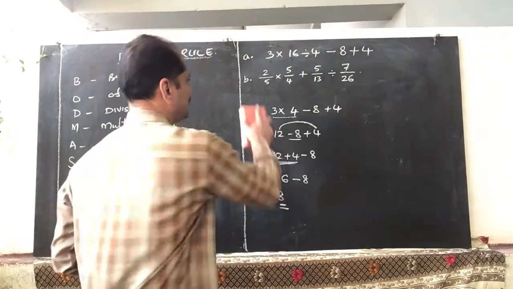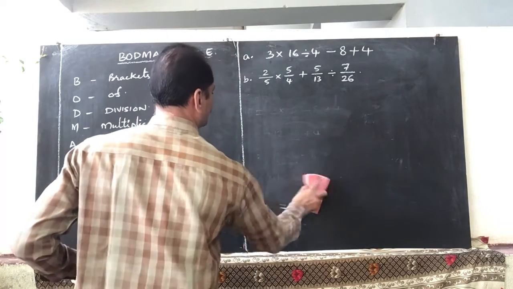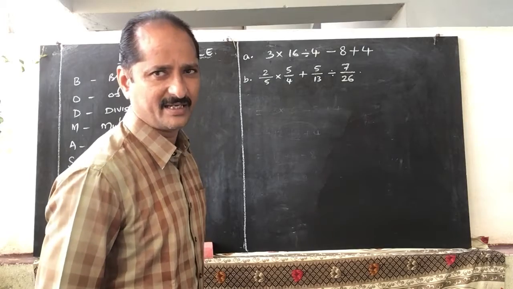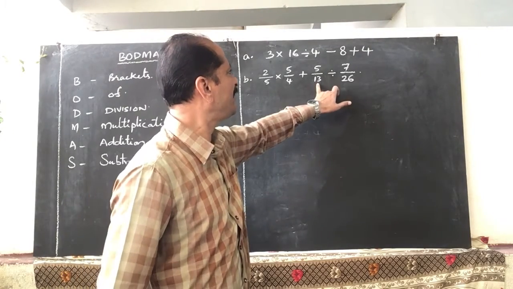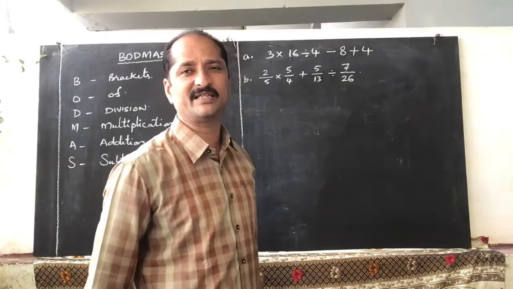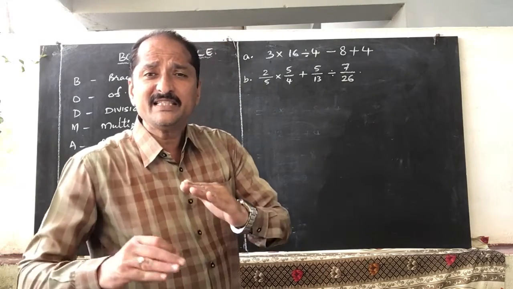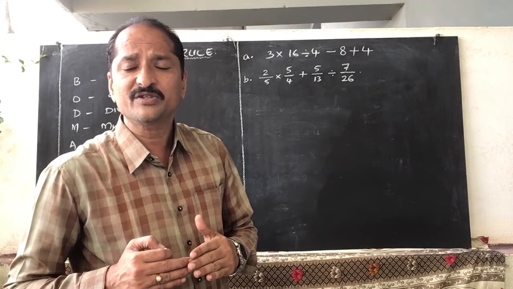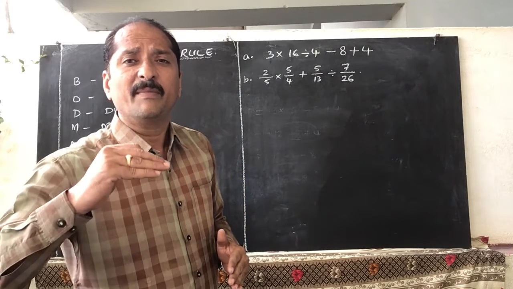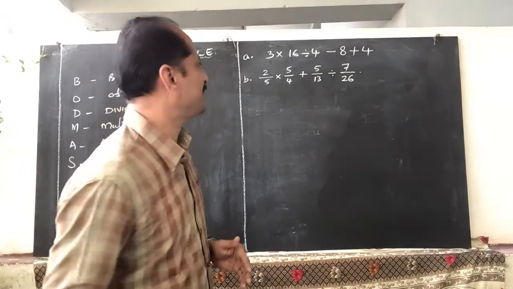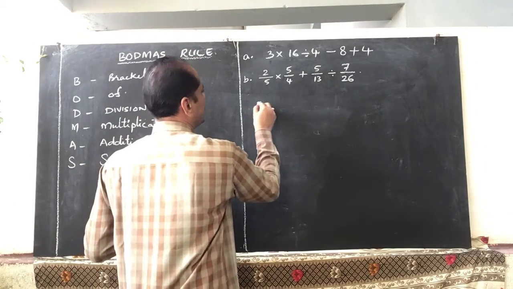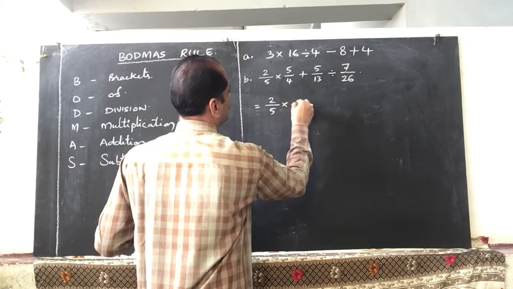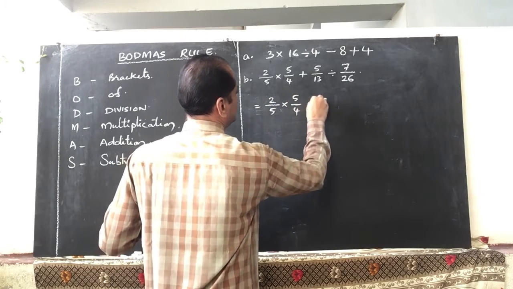Perform the next one. The second question is given here. So how can you perform this one? First we have to perform division in the beginning. The division here is 5 by 13 divided by 7 by 26. Division is nothing but the inverse process of multiplication. So we should write down the multiplicative inverse of the second fraction. Multiplication is there, write it as it is, that is 2 by 5 into 5 by 4, then plus.